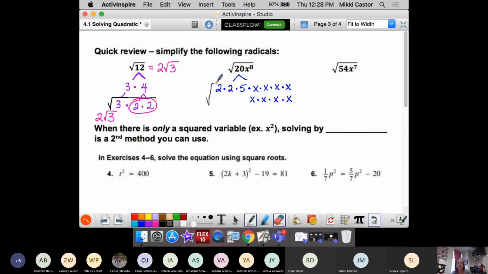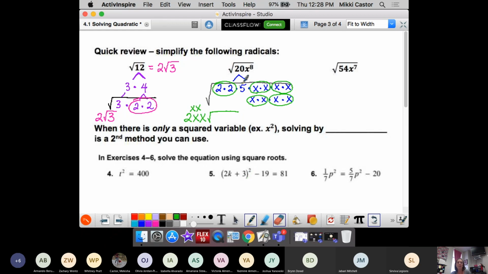Okay, again, all of those are in the house. They're all in the square root. And the only way they can come out of the square root is if they have a buddy. So we have a buddy of 2's here, so it can come out of the house. Those x's have a buddy, so an x can come out of the house. Those have a buddy, so another x can come out of the house. Buddy and buddy, so I can bring 2 more x's out of the house.